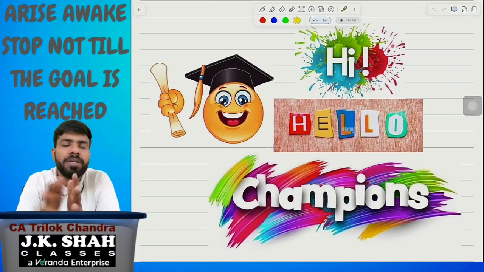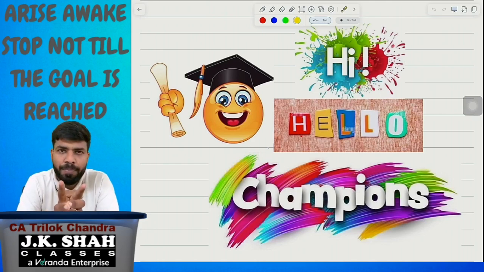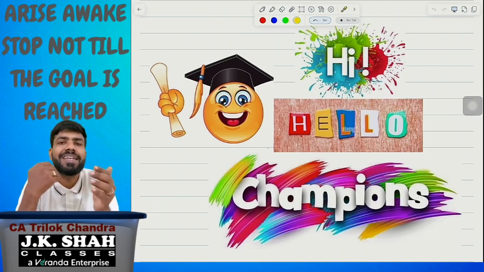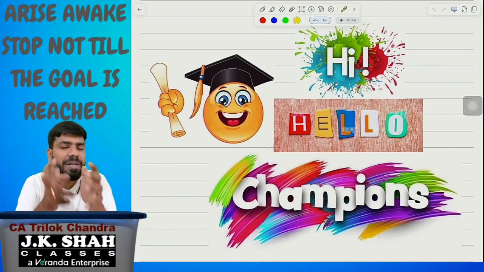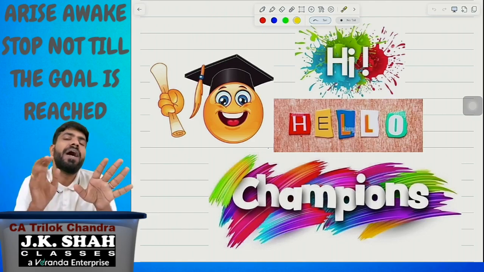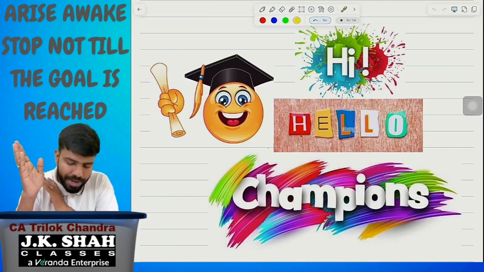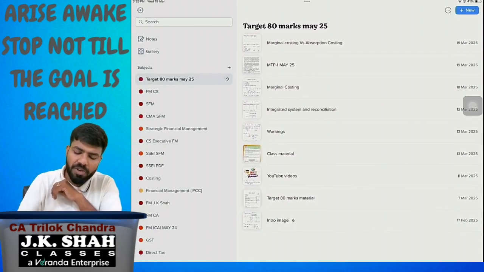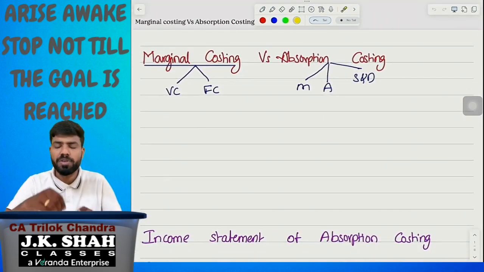Prasanna has requested me to solve question number 4A of model test paper 1, which is based on marginal costing versus absorption costing. Before doing that question, let us understand the concept of marginal costing versus absorption costing, and then we'll do one question of the study material, and then we'll solve question number 4A of the model test paper 1. Okay, now without wasting time, let us get into the concept called marginal costing versus absorption costing.